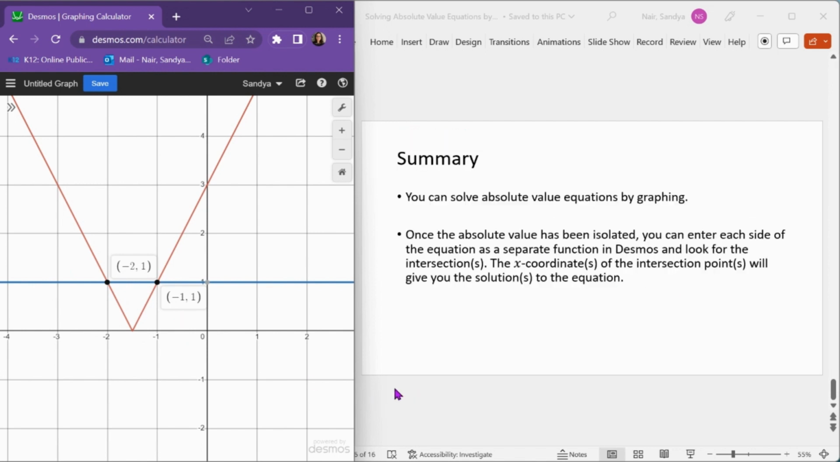So remember that you can solve absolute value equations by graphing. Once the absolute value has been isolated, you can enter each side of the equation as a separate function in Desmos and look for the intersection points. The x-coordinates of the intersections will tell you the solutions to the equation.